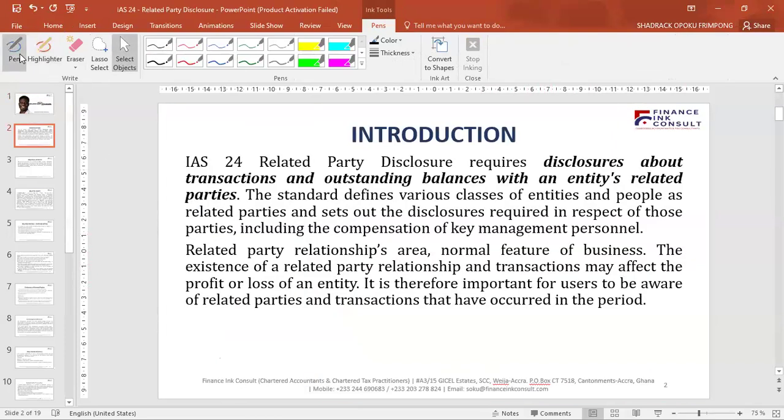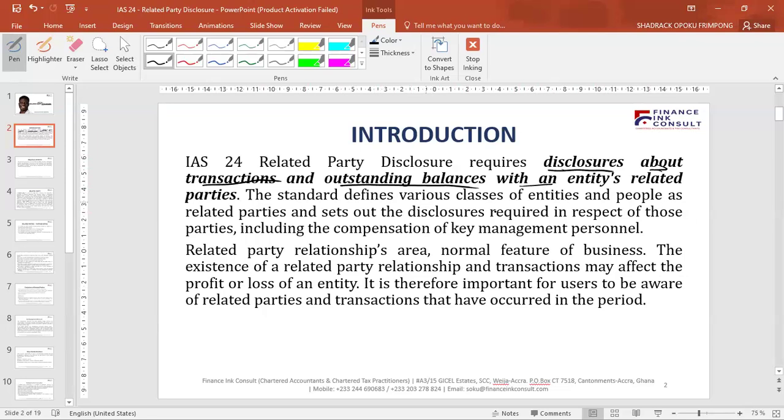So yeah, let's look at the intro. IAS 24 related party disclosure requires disclosures about transactions and outstanding balances with an entity's related parties. So more or less, this is what the standard requires from us as accountants, that we should be disclosing information relating to transactions that transpired and any outstanding balances between the entity we are working for and the related parties or parties that are related to the entity.